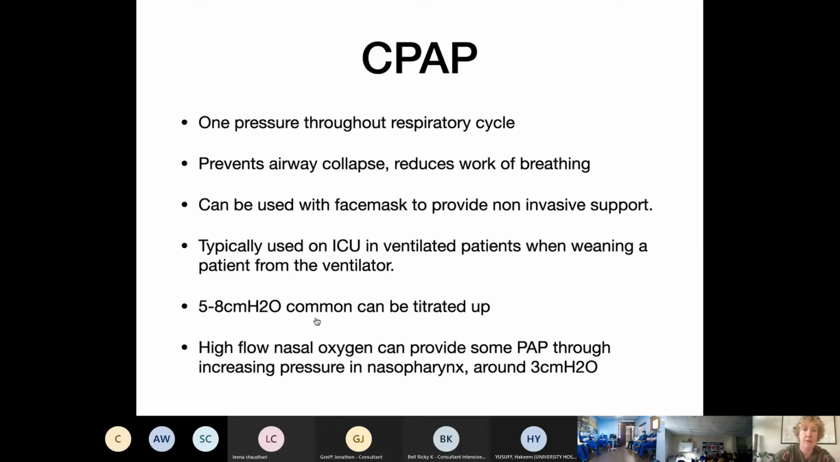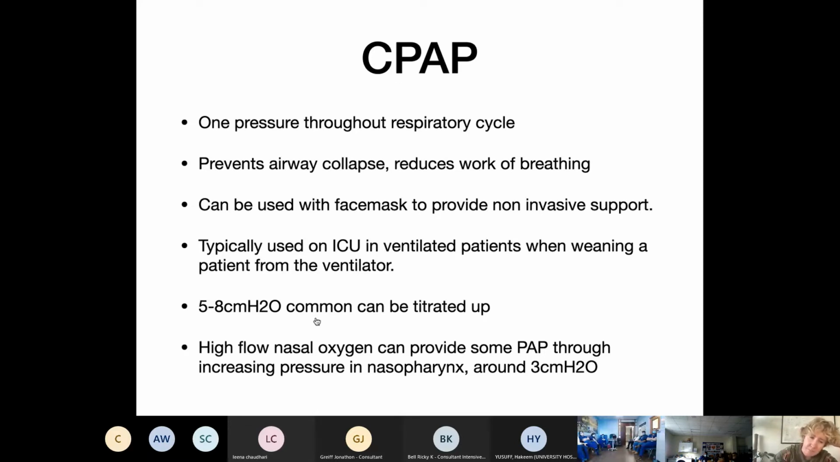Okay, so CPAP is one pressure throughout the respiratory cycle, as the name suggests. It prevents airway collapse and reduces work of breathing. It can be used with a face mask to provide non-invasive support. Typically on ICU, we might use it in ventilated patients when we're weaning a patient from the ventilator, at the latter end of their stay.